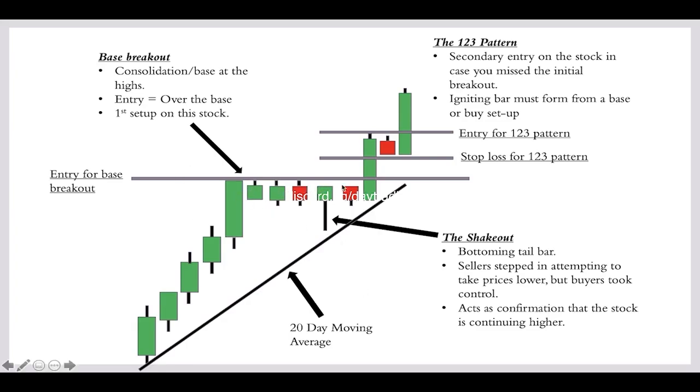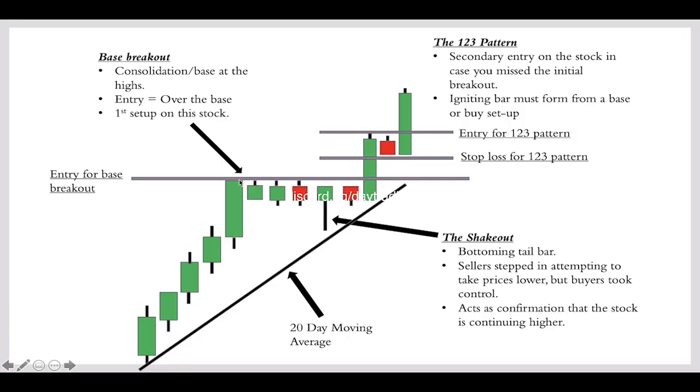So we have a bullish base at the highs, and of course we have our base breakout. So the initial entry for this trade is for the base breakout, right? This is our entry point. It's over the highs of the base. That's our entry. That's the first setup for this stock, right? But let's say you missed it.